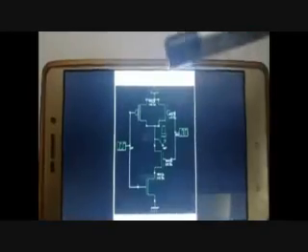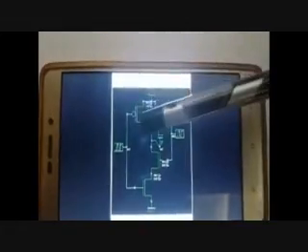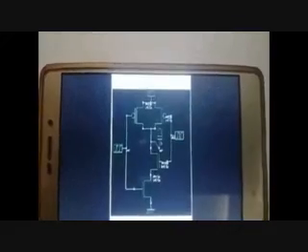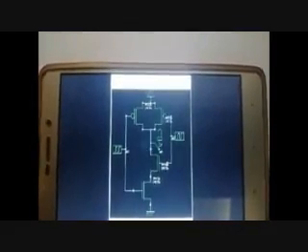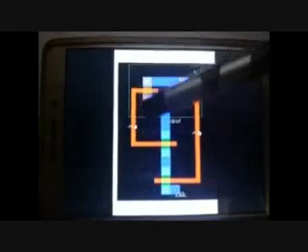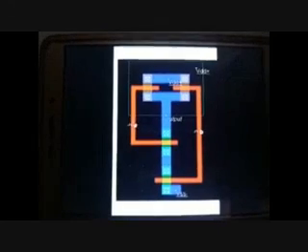So this one is the horizontal schematic of a 2 input NAND gate. Horizontal means the gates are placed horizontally. This one is the schematic of a 2 input NAND gate, and this one is your horizontal layout, which is represented by colors.